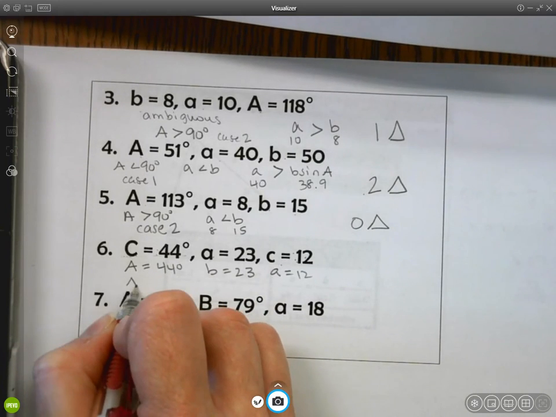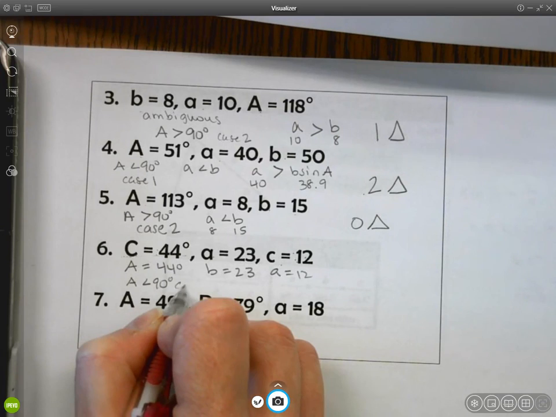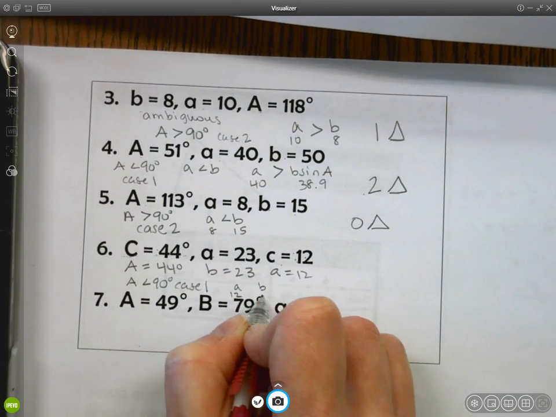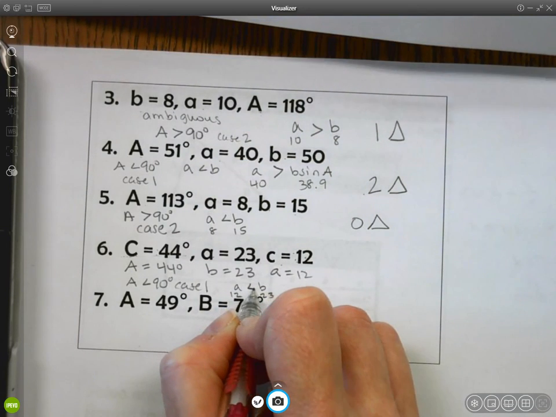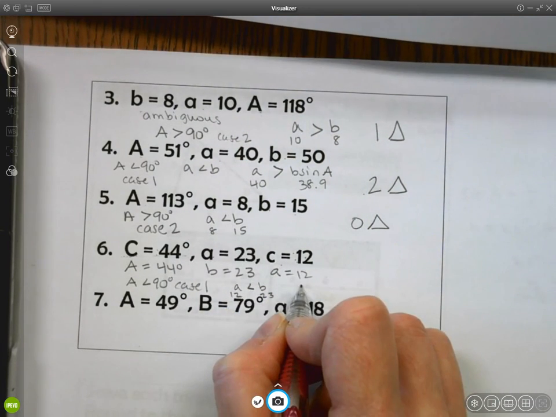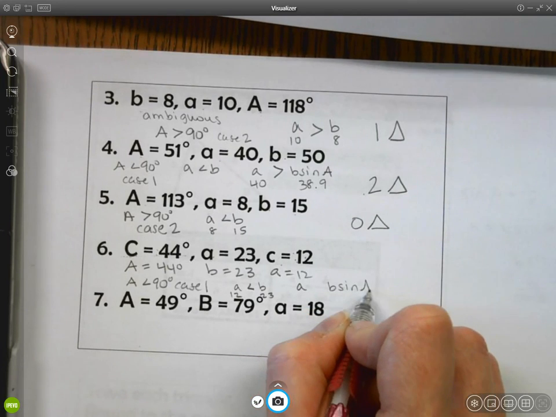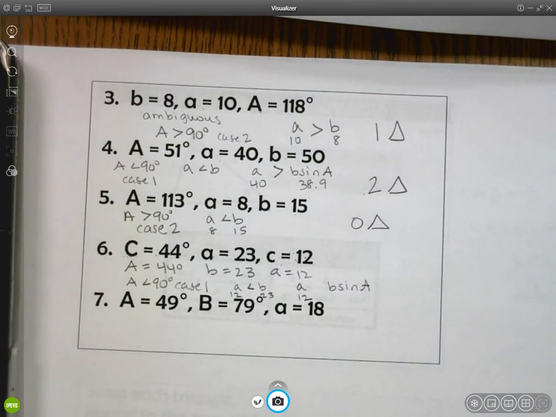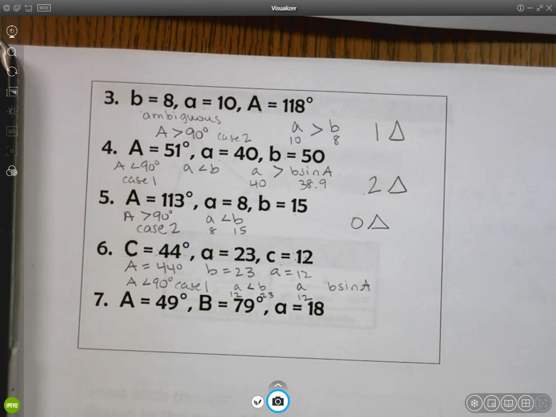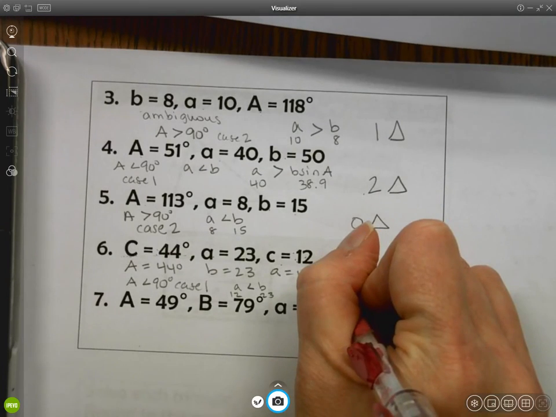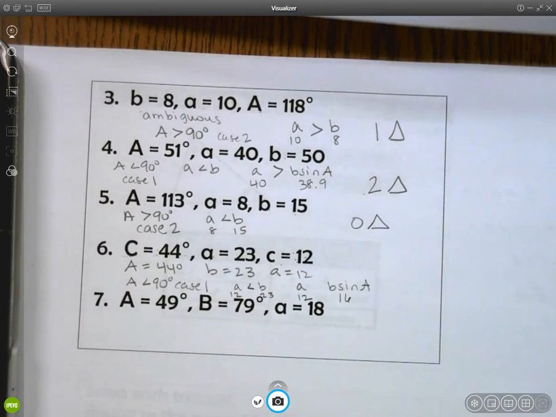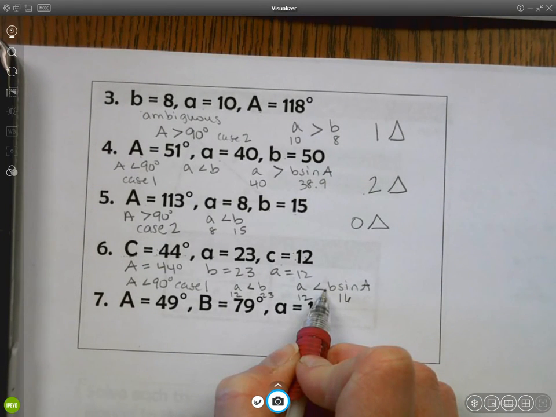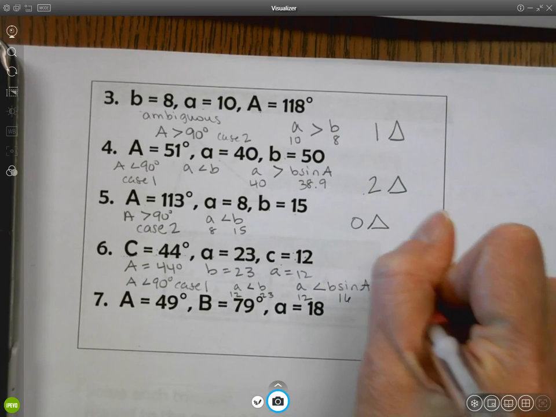All right, so our angle is less than 90, so we have case 1. Comparing A to B, we have 12 compared to 23, so A is less than B, which means we have to compare A to B sine A. So again, A is 12, and B sine A, 23 sine of 34, is going to give me basically 16. Sorry, I couldn't get words out. So this is less than, so that means that we have no triangle again.